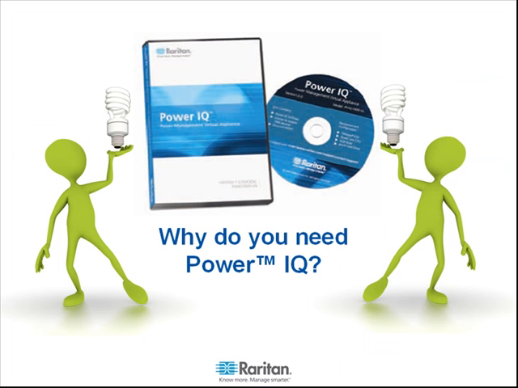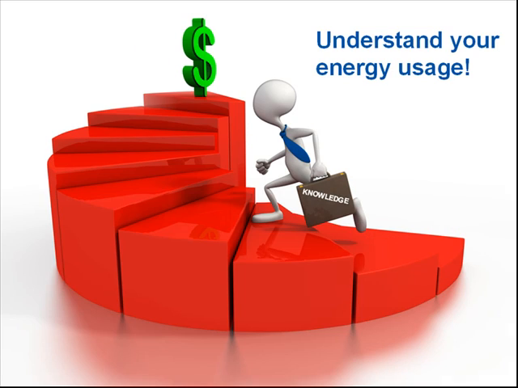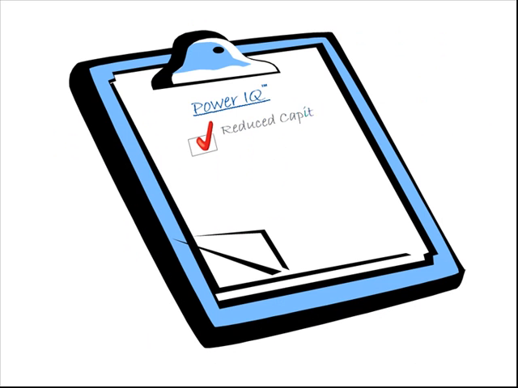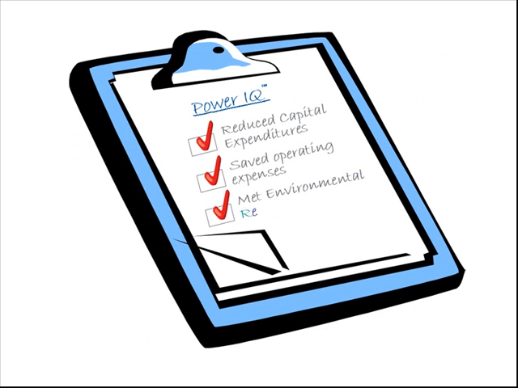Power IQ is the tool that IT managers need to reduce cost, improve efficiencies, and meet environmental standards. Power IQ provides the knowledge needed to understand and determine the best energy savings initiatives for your data center. This tool allows you to find stranded power capacity, increase energy efficiency, and understand your carbon footprint. In the end, Power IQ will reduce your capital expenditures, save operating expenses, and give you the peace of mind that you are meeting all government environmental regulations.